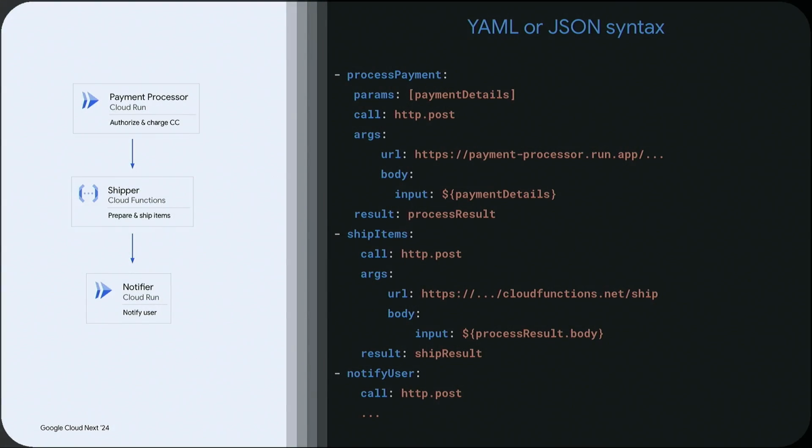Then in step number 2, you have ship items, and you make an HTTP post again. And this time, you are calling a Cloud Function. And then you are passing the result from the previous step, and then you are capturing the result in ship results. So you define what should happen in what order, and Workflows does that for you, capturing the results along the way and passing them to the next step along the way.